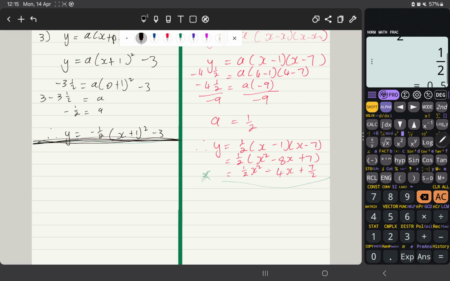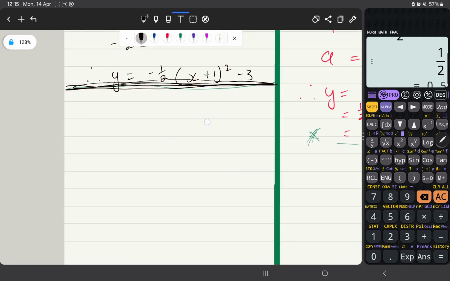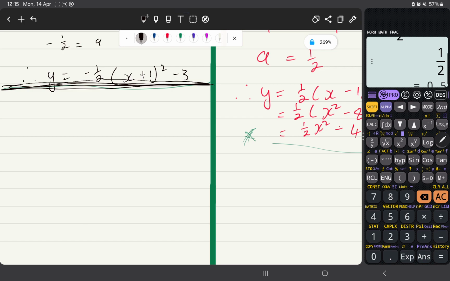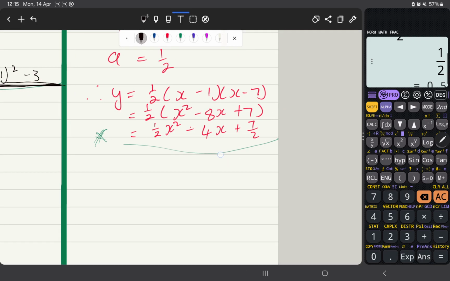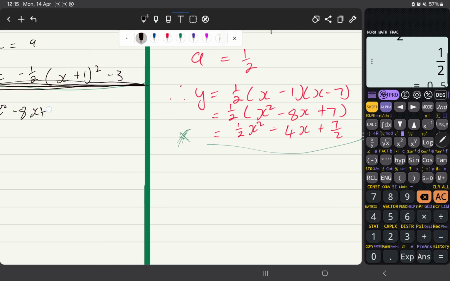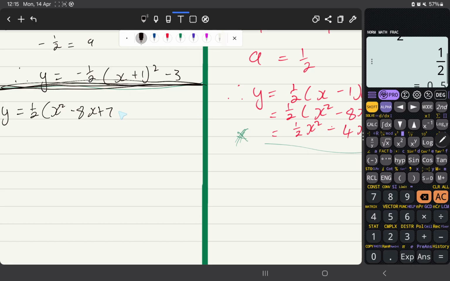So remember step 1. Step 1 is to make sure that the coefficient of your x squared is 1. So it goes back to being half x squared minus 8x plus 7. Now I take the middle number, the coefficient of the middle term, and I'm gonna divide it by 2. When I do that, I'm getting 4.